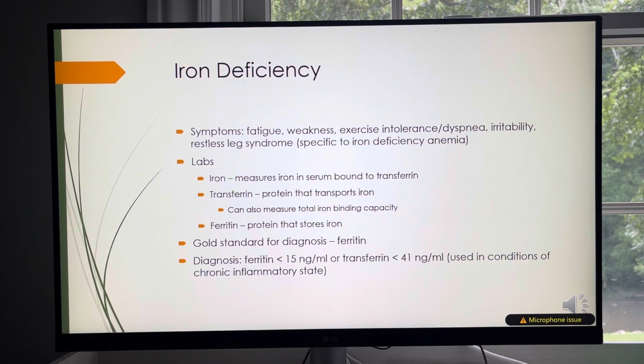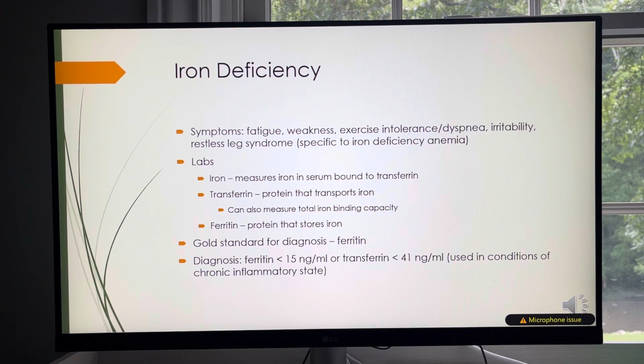You have some tools at your disposal here. Serum iron measures the iron in serum that's bound to transferrin. Transferrin is the protein that transports iron around the body. Now you can check a serum transferrin too. Ferritin is the protein that stores iron. Now most of that is within the liver. So the serum test is going to measure circulating levels.